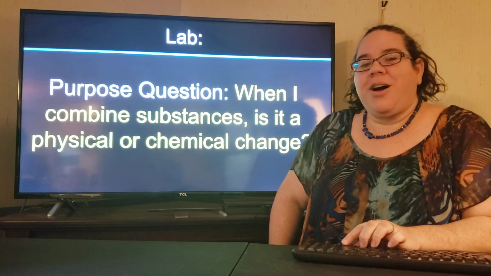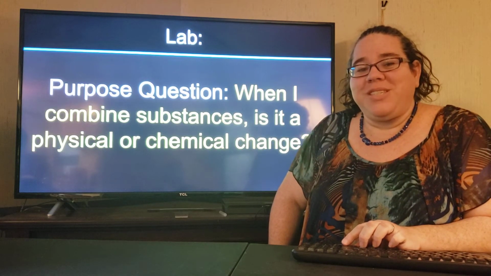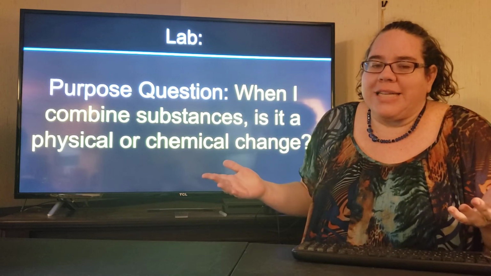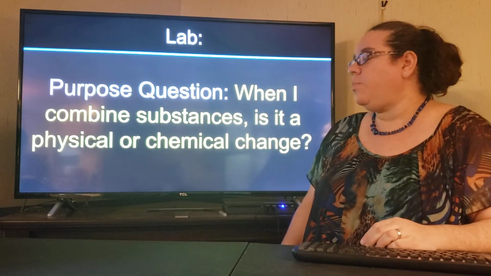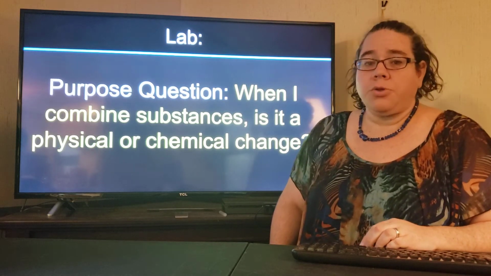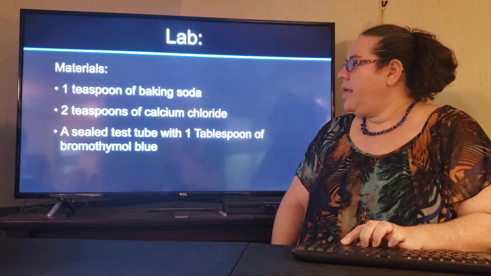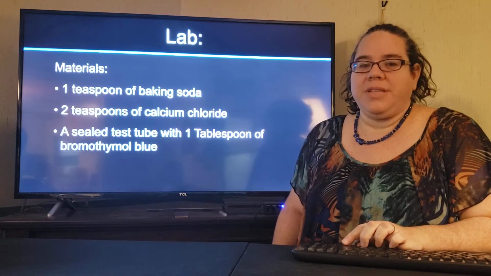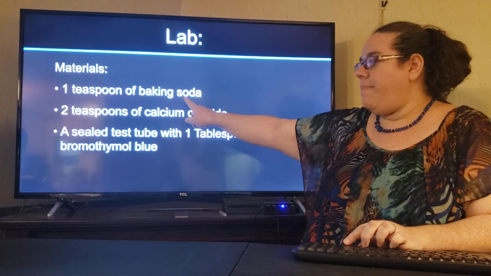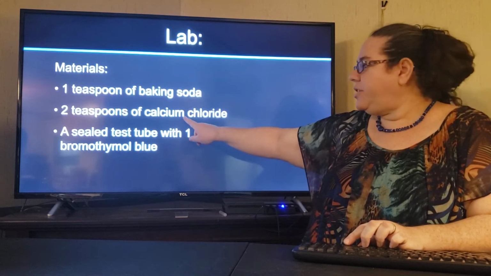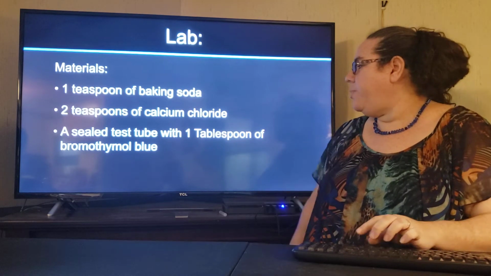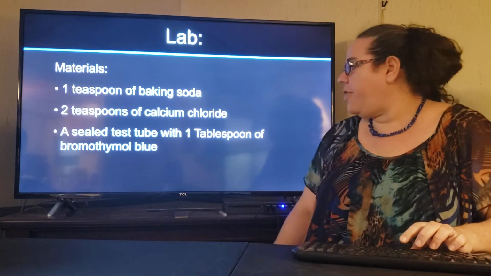So let's start talking about our lab that we're going to do today. Our purpose question, because you always have a question that you have before you get started. Our question is, when I combine substances, is it a physical or chemical change? And here are our materials that we're going to be using today. So I have 1 teaspoon of baking soda, I have 2 teaspoons of calcium chloride, and I have a sealed test tube with 1 tablespoon of bromothymol blue.